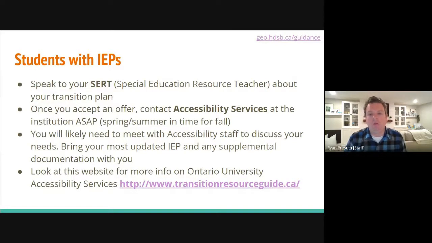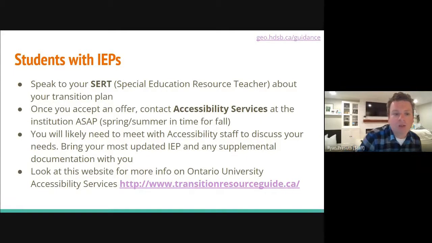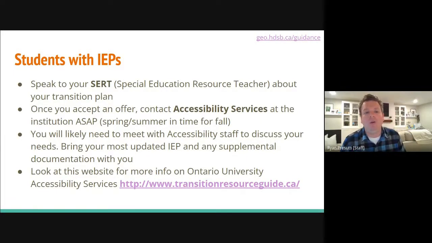And accessibility services are quite clear that they do want those meetings to happen very, very soon. As soon as they do accept the offer, they can reach out and book an appointment with the accessibility staff to discuss your individual needs. You would have to bring a copy of your IEP or your child's IEP. I'm sure the student is now going to be an adult and they'll be doing this themselves rather than mom and dad going with them. So they will have to bring the IEP and any supplemental documentation with them.